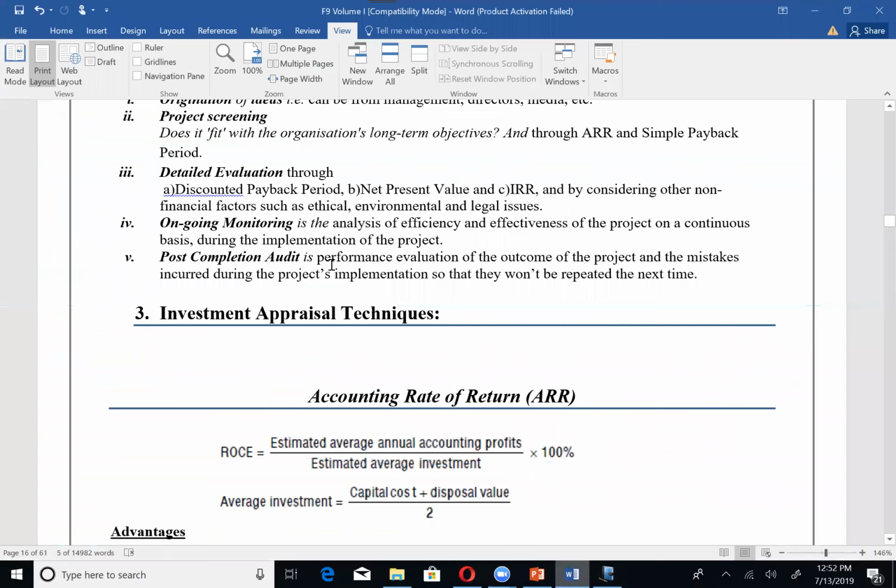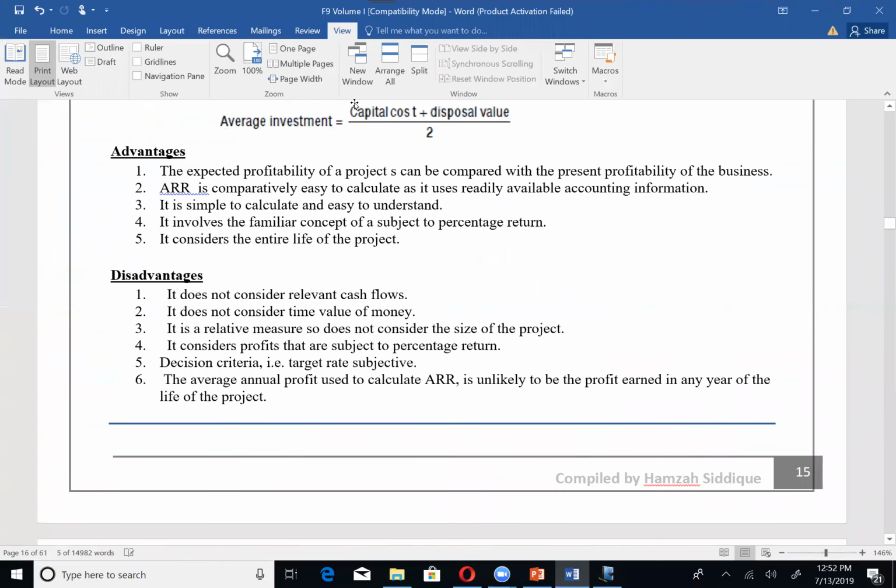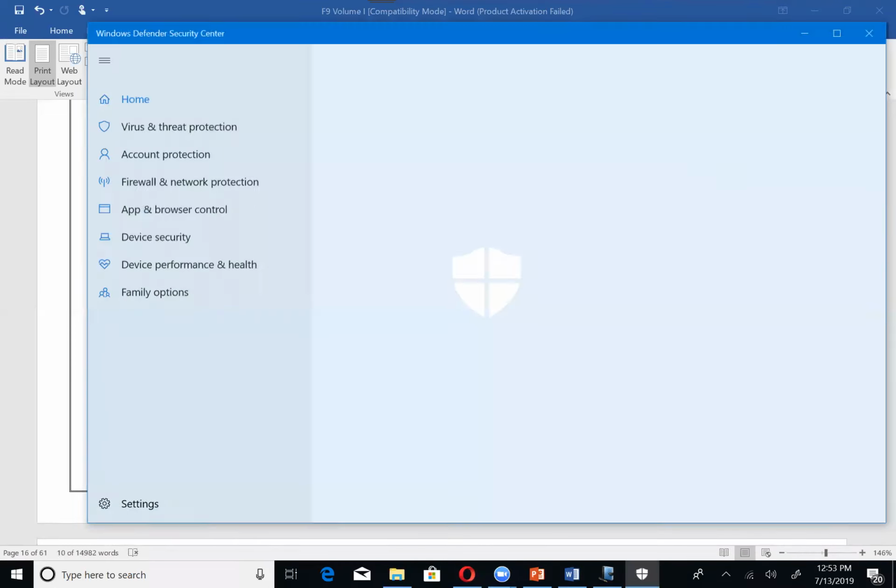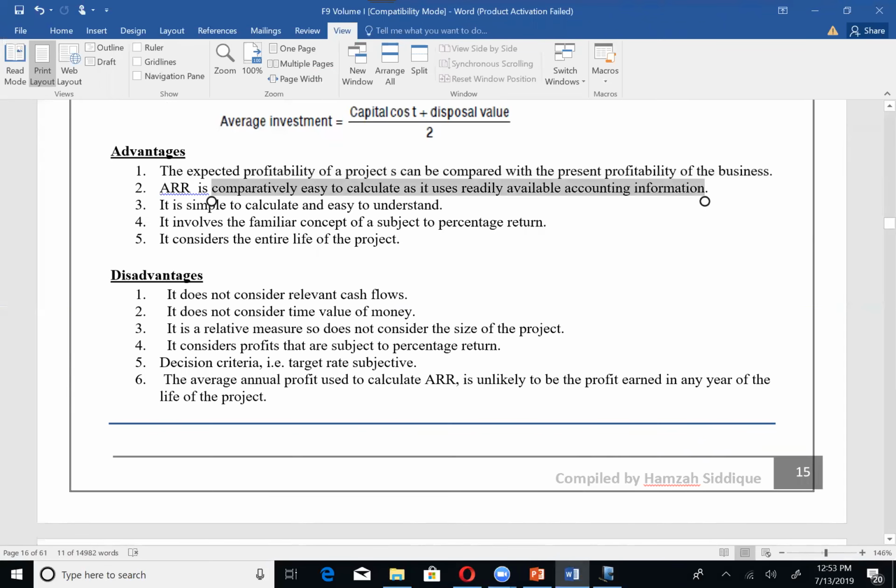Students, accounting rate of return. Let us go to the theoretical discussion. The expected profitability of the project can be compared with the present profitability, to assess whether profit will be the same or not. And the second is, it is easy to calculate because it is based on accounting profit, which is available. Simple to calculate and easy to understand. Everyone knows 10% profit, 20% profit. And it considers the whole project life, all the profits of the project.